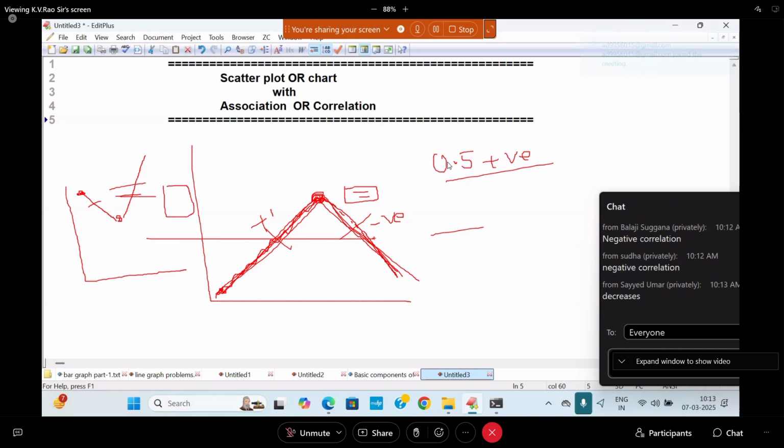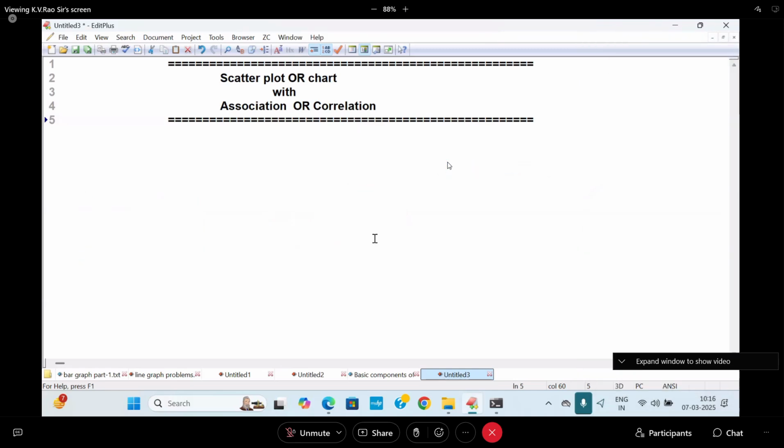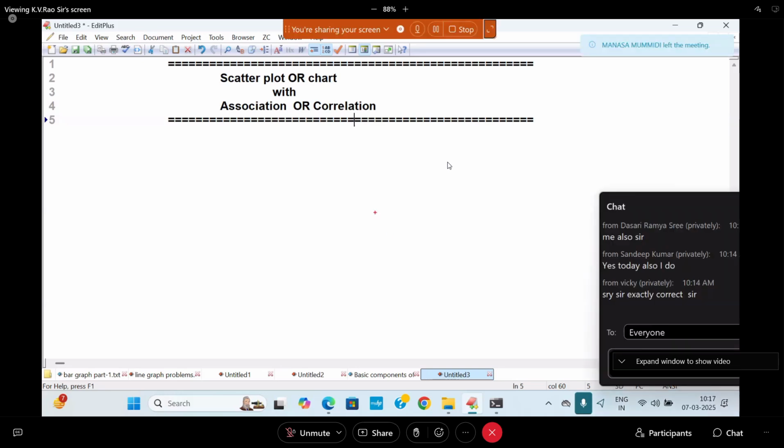How many correlations will be there? Come on. There are 4. What are those? Plus 1, minus 1, plus 0.5, minus 0.5. That is 4. And if we take 0.5 out, plus 1 and minus 1, that is 3, but actually 4. Okay now?